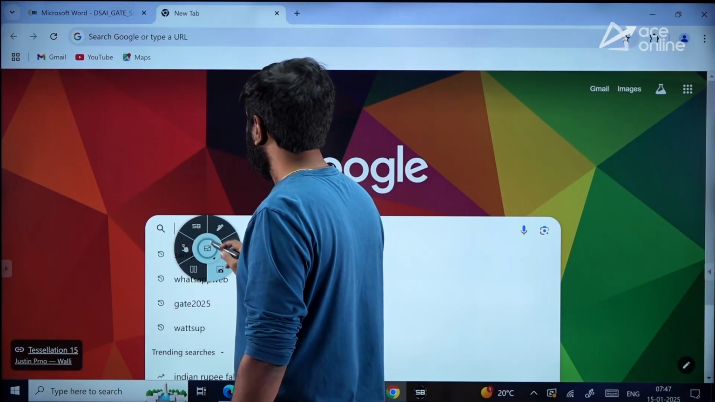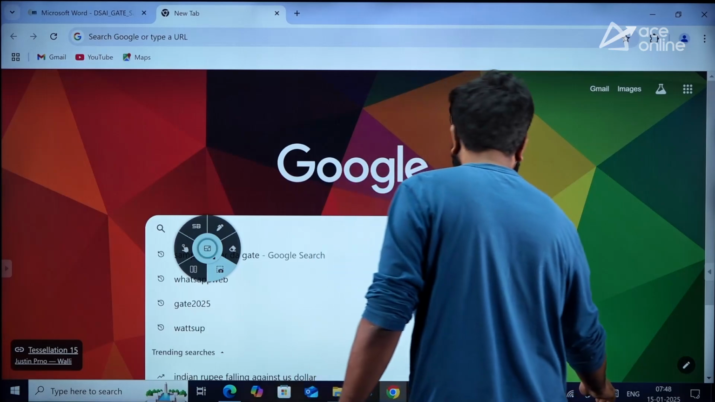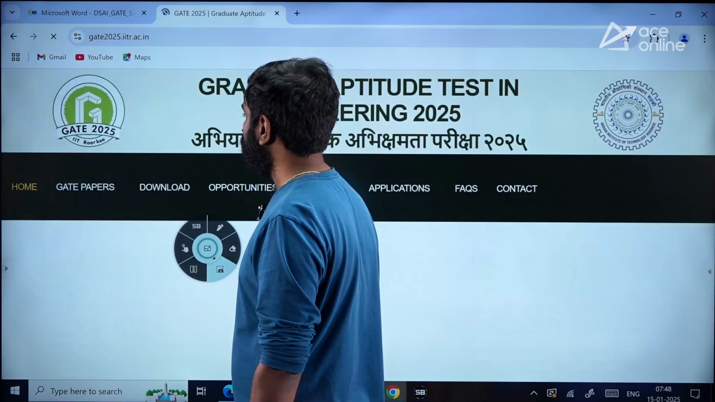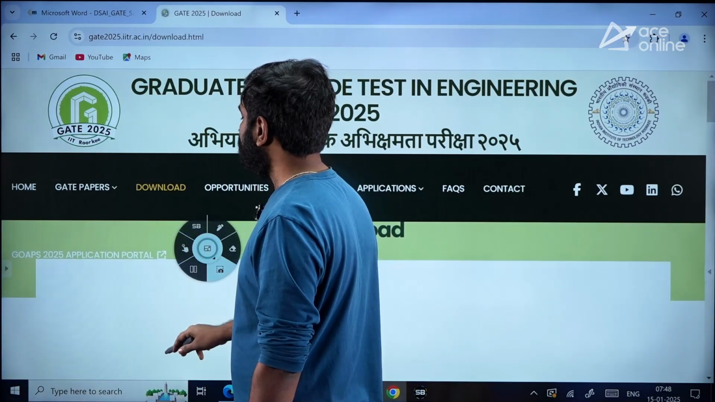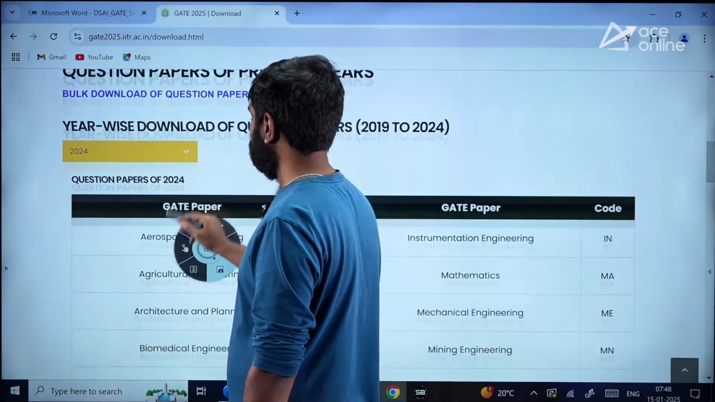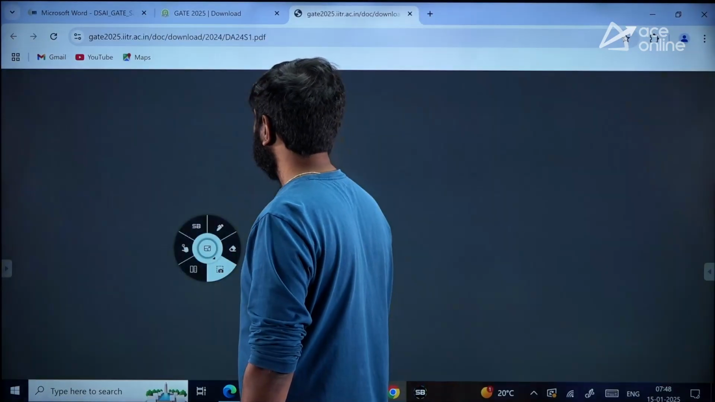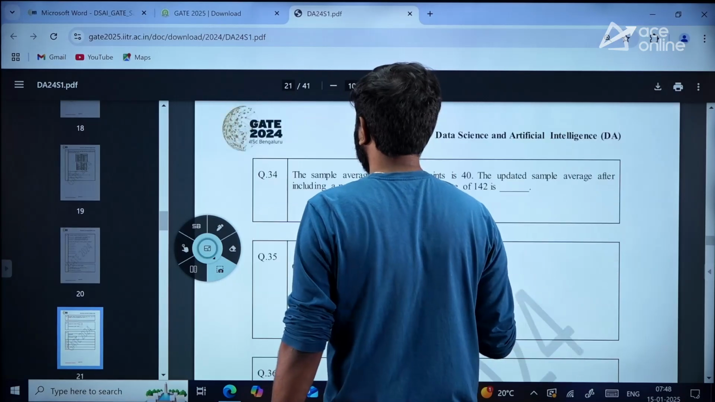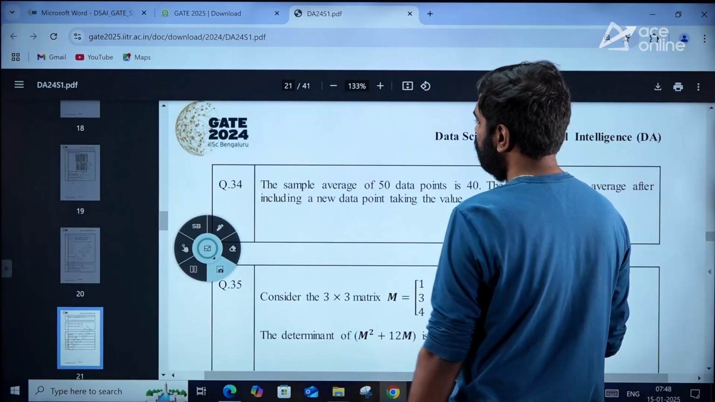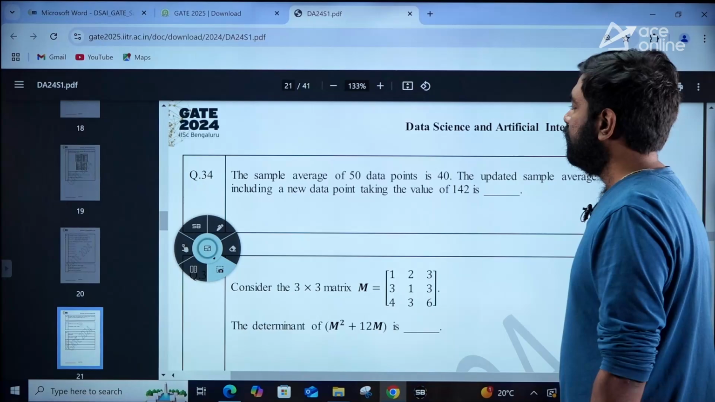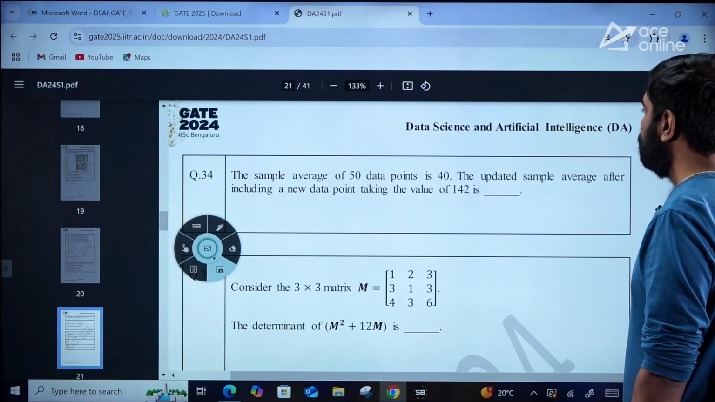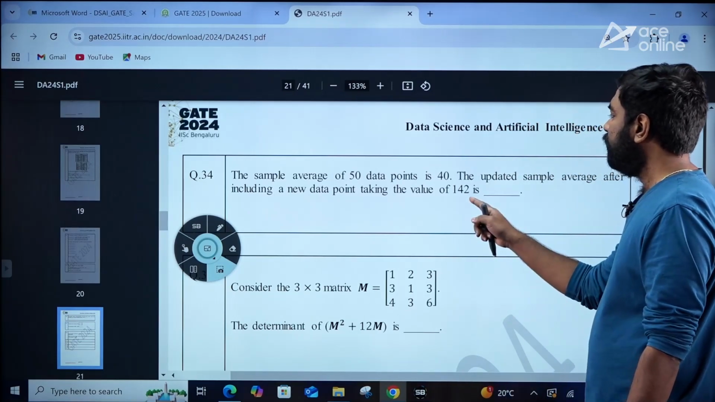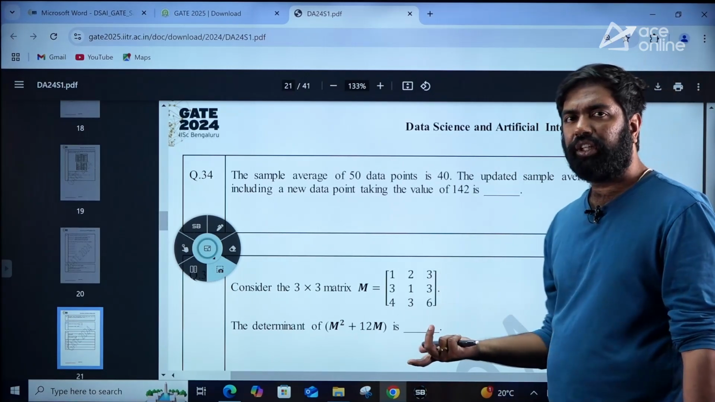Now, GATE, let me type GATE 2025 here. Go to downloads, look at your data science 2024 actual exam paper. Look at this question. Arre, what is this? They gave exactly the same problem. The sample average of 50 data points is 40. The updated sample average after including a new data point taking the value of 142 is dash. Exactly the same question was asked.